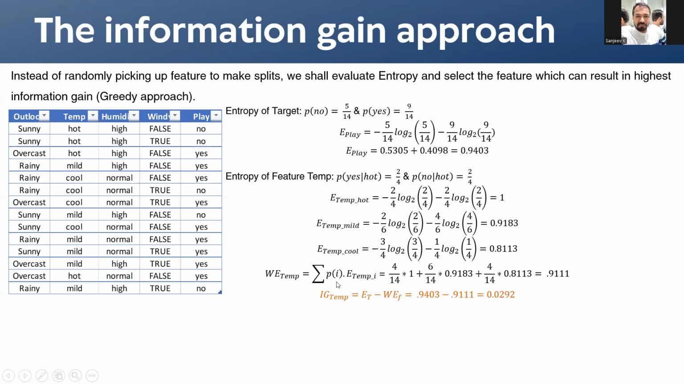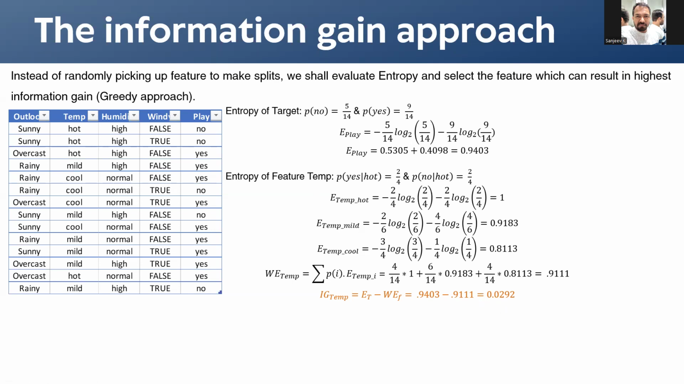The weighted entropy would become what is the probability of hot. So I have 4 records out of 14. The probability is 4 by 14, 4 by 14 into 1. Similarly, 6 by 14 into 0.9183 and 4 by 14 into 0.8113. So the weighted entropy for temperature would become 0.911. This is how you calculate weighted entropy. Now, what is the information gain? You take the entropy of the target, which is 0.9403, and the weighted entropy of temperature, which is 0.911, and you get the information gain as 0.0292.